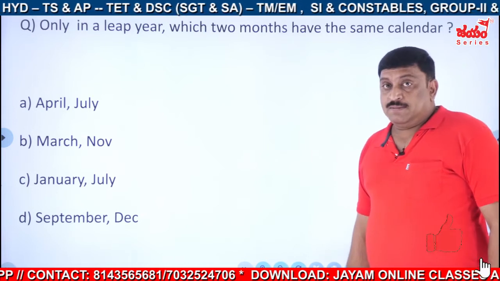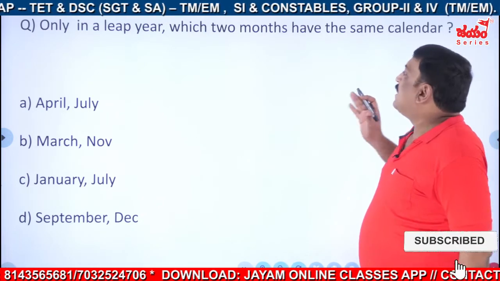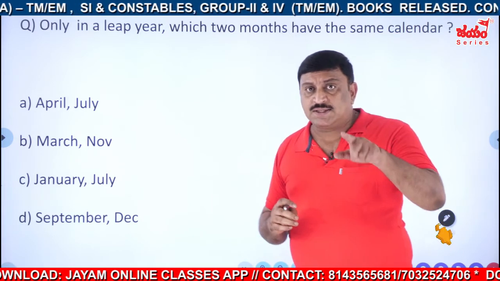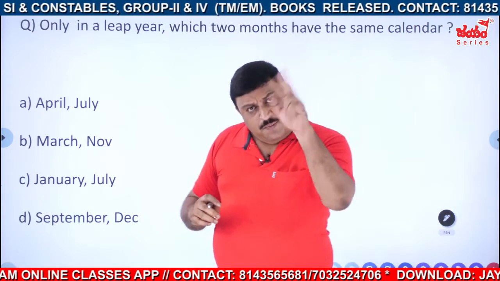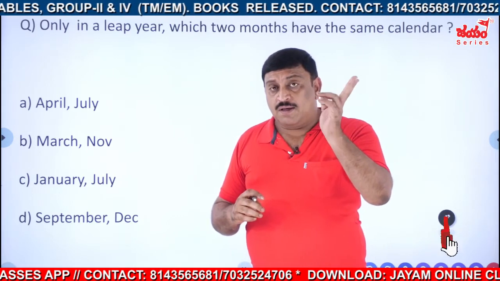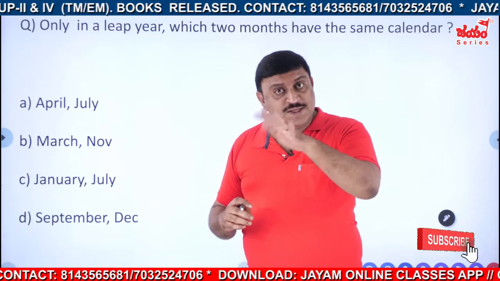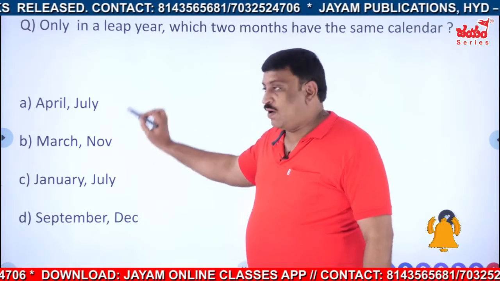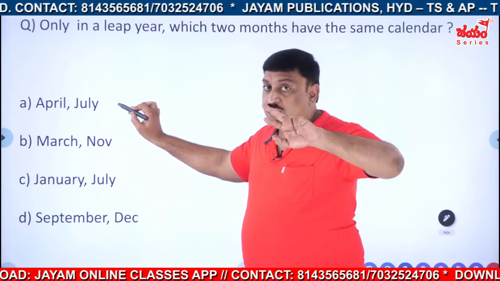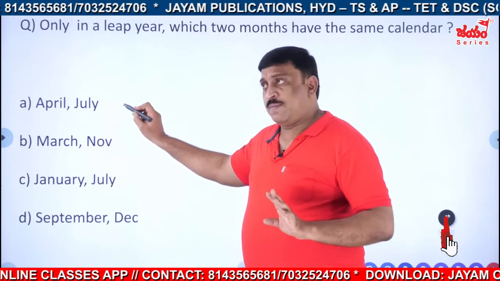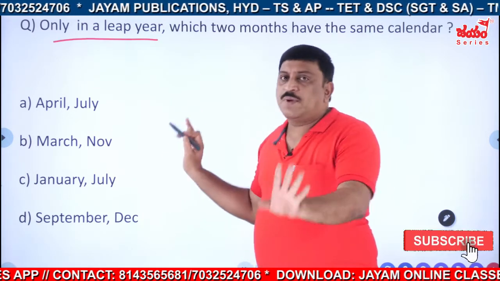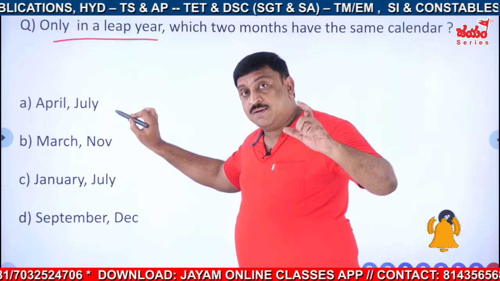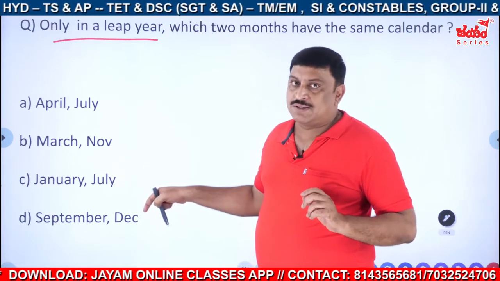Only in a leap year, which 2 months have the same calendar? Only in leap year, right? That is, March, November repeats, is it not? March, November, April, July repeats, September, December. So April, July is not only in this one, it is also in the normal year. In both normal year and leap year, it happens. But they're asking only in leap year they want. So it can't be the case. This may be correct, but it can't be our desired answer, right?